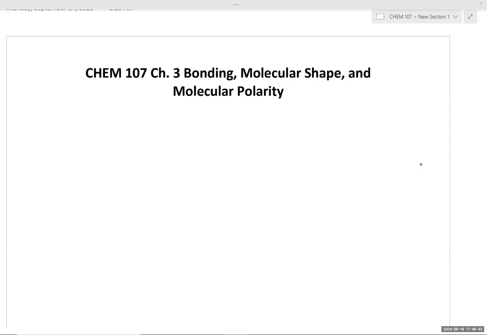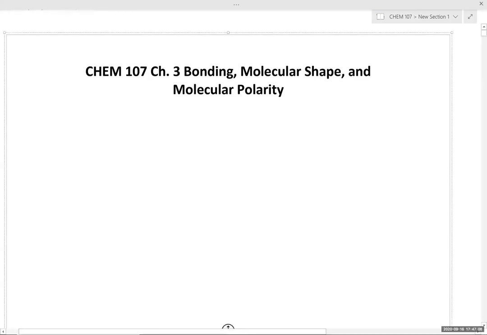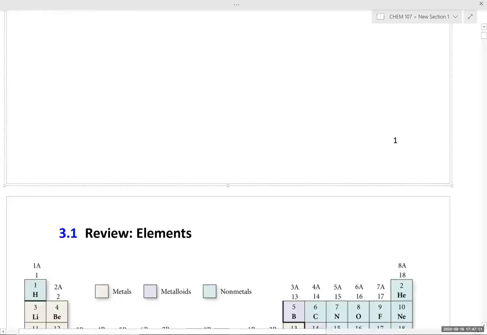Just to make sure, in the chat, the chapter 3 notes are available on Canvas. Is everyone able to access the chapter 3 notes? Is everyone able to pull up the chapter 3 notes from Canvas? Yes. Perfect, perfect. So let's get started then.